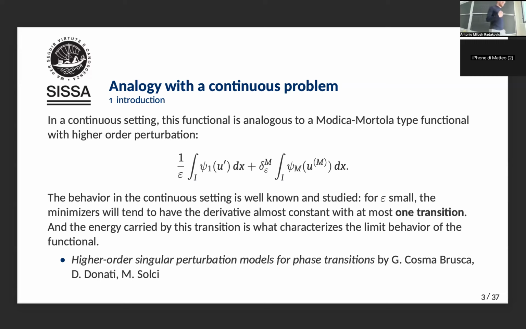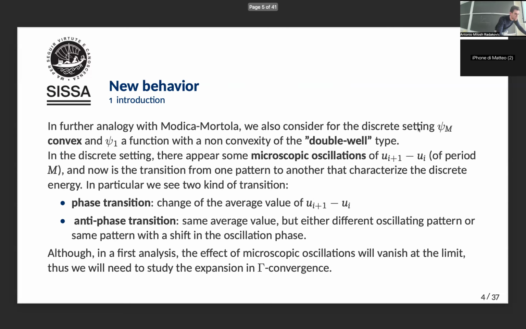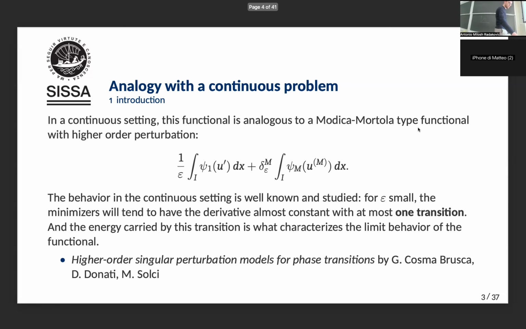Okay, in the discrete setting, something is happening. Can you go back to the slide? So u prime is the derivative and u m is the derivative of order m. Okay. Okay.